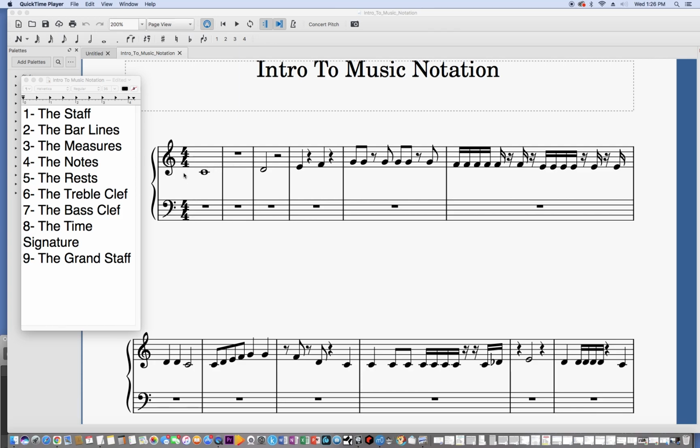And then we talked about the grand staff, which is the joining of both the treble and the bass clef together with a bracket, and you read both the treble and bass clef of the grand staff together. Okay? And that's it for a brief review of the intro to music notation.